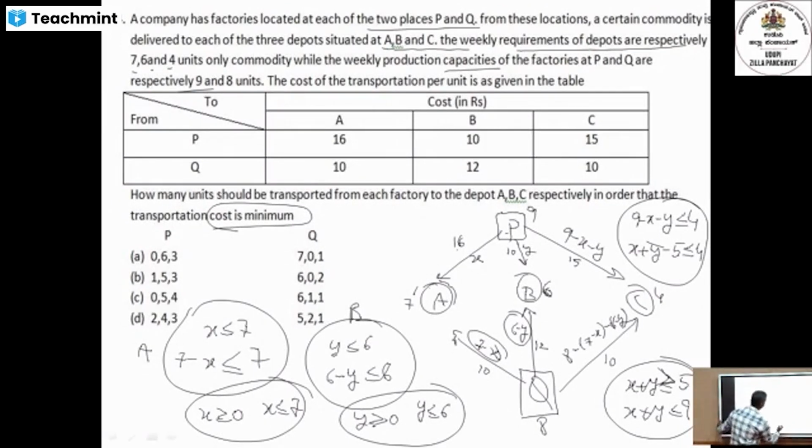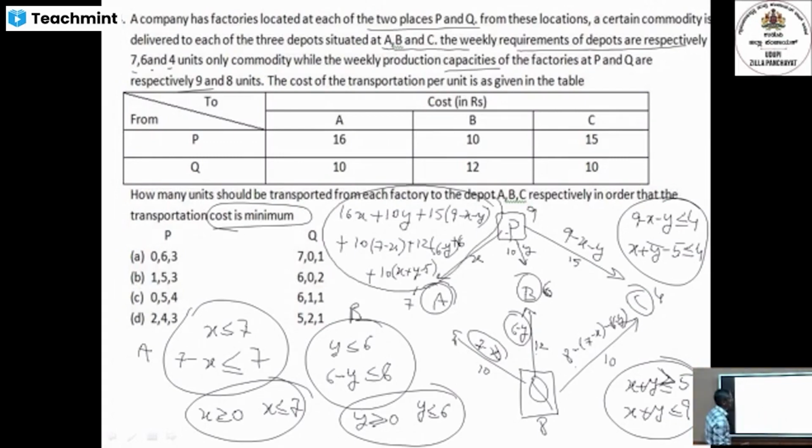Now the cost is 16, 10, 15. So the cost function is 16x plus 10y plus 15 into (9 minus x minus y) plus 10 into (7 minus x) plus 12 into (6 minus y) plus 10 into (x plus y minus 5). So this cost function should be minimized.